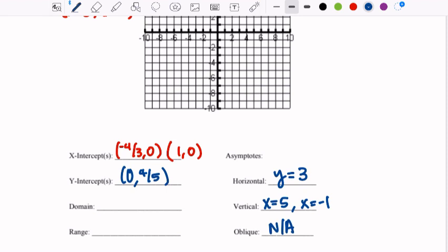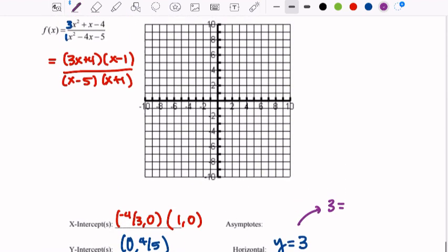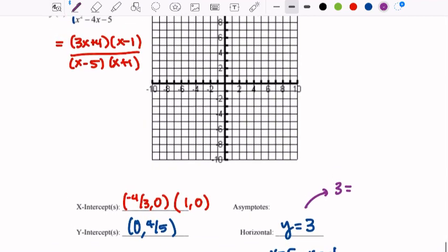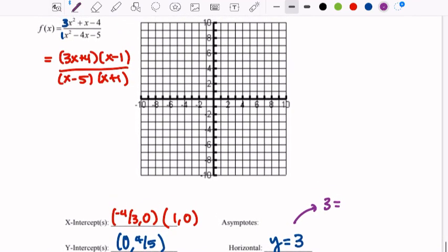Let's see. We found a horizontal asymptote. It might be helpful to see if our function is going to cross our horizontal asymptote or not. So how do we do that? Well, I'm basically trying to see, does this function at any point have a y value of 3? We're going to cross it. So I'm going to set this equal to 3, and then we're going to solve.